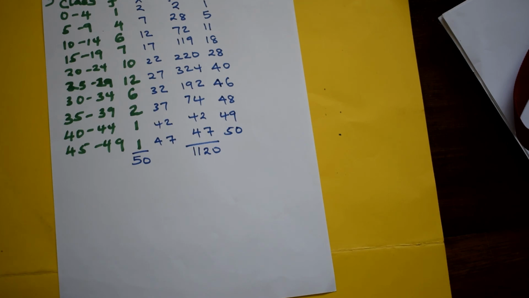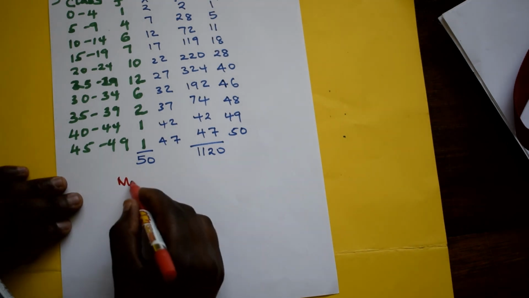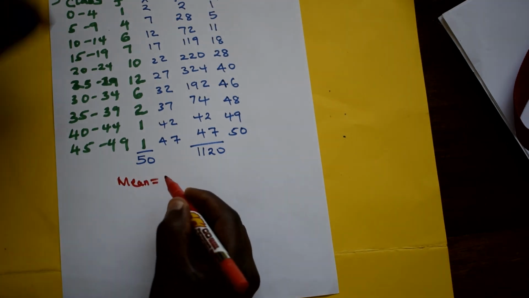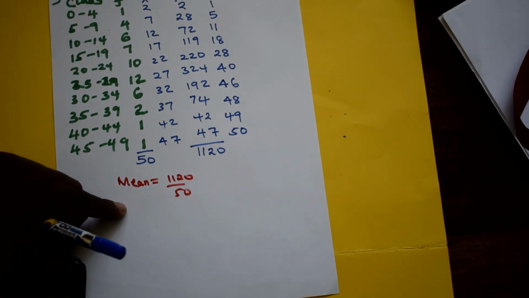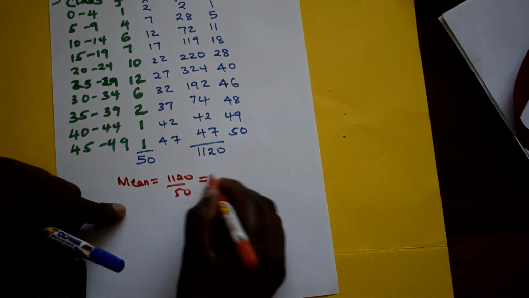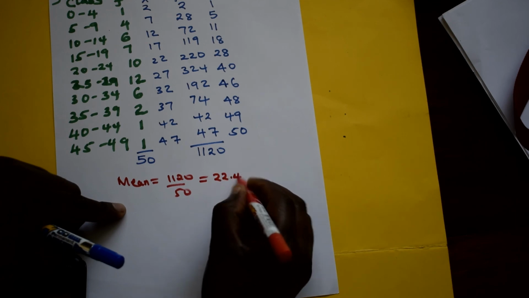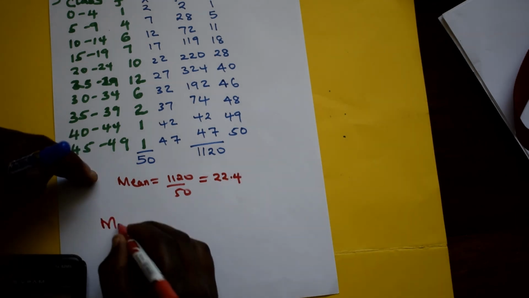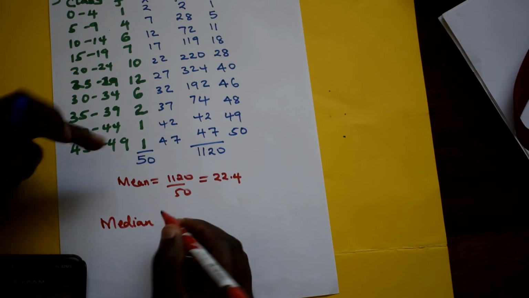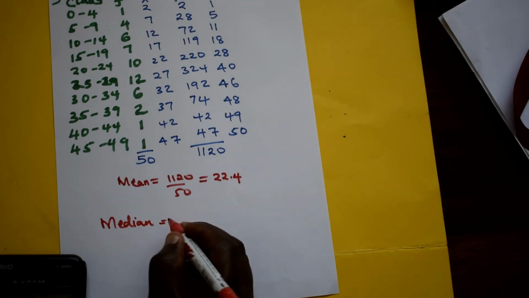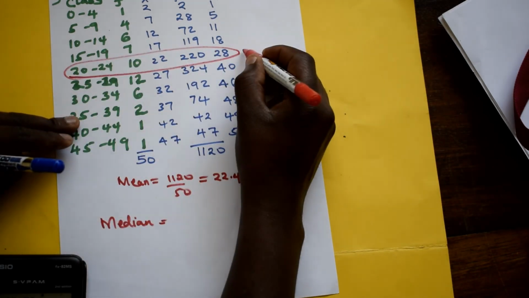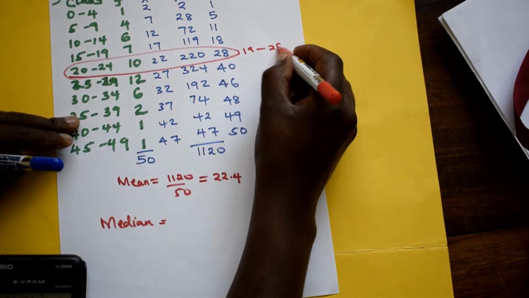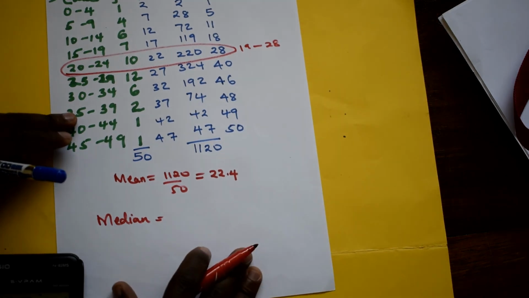So the mean will be equal to the sum of fx, which is 1120, over 50, which will give us 22.4. For the median, since these are 50 items, we look at where 25 is, and 25 will be in this class because this class contains 19 to 28. We have to rearrange those numbers.